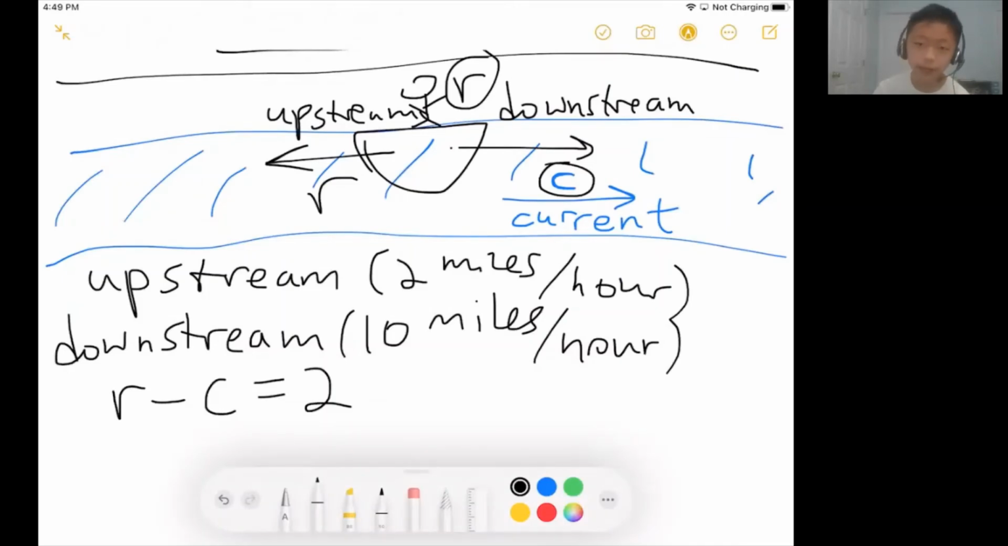And for the downstream equation, downstream is when Jake is going with the current, traveling in the same direction as the current. In this case, the current is going to help him travel faster. So he's going to travel at a rate of R normally, but then the current, which has speed C, is going to push him forward. So it's going to make him travel at 10 miles per hour. And we basically want to find the value of R. R represents his speed in still water.